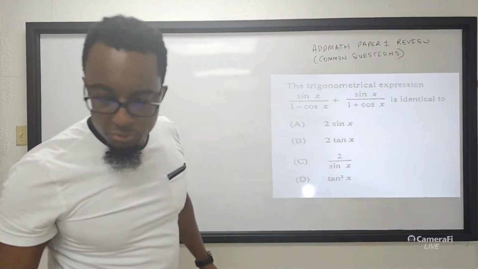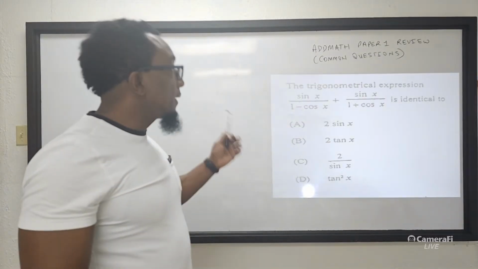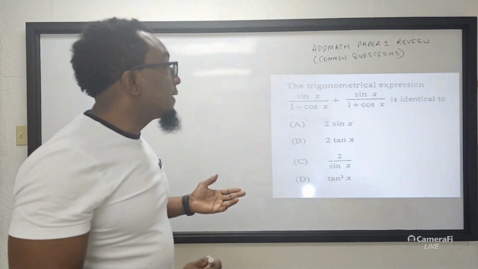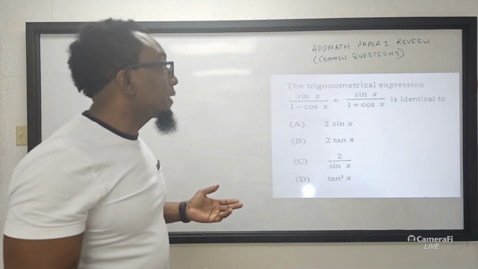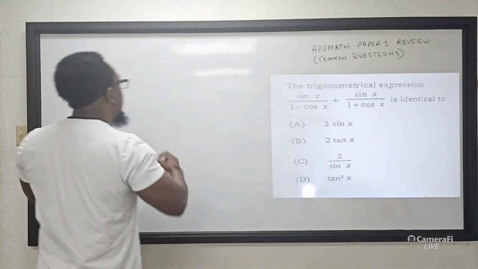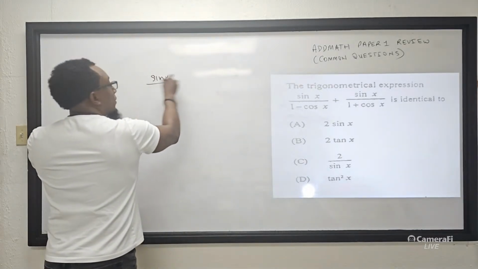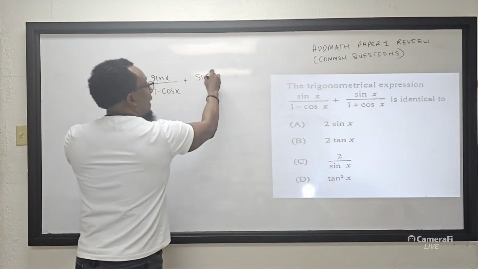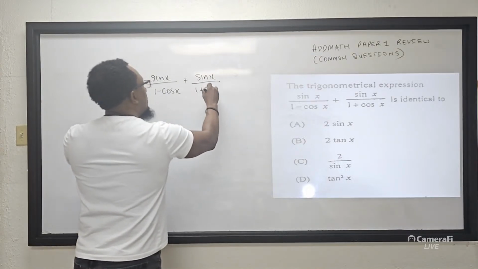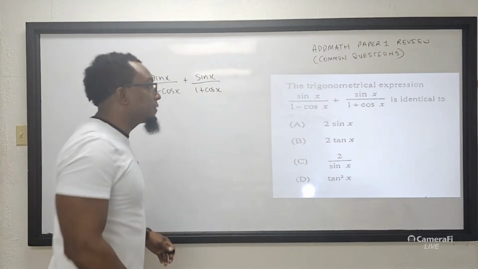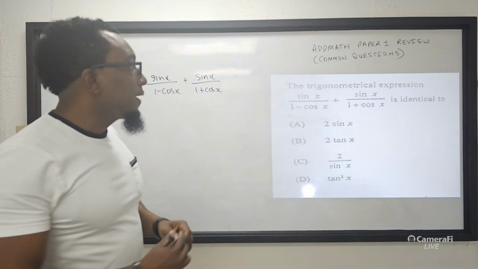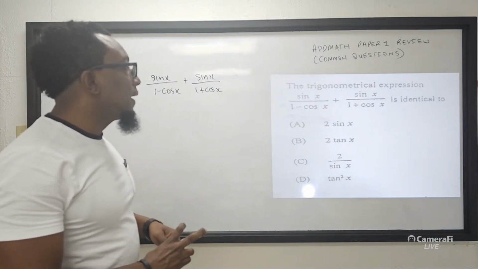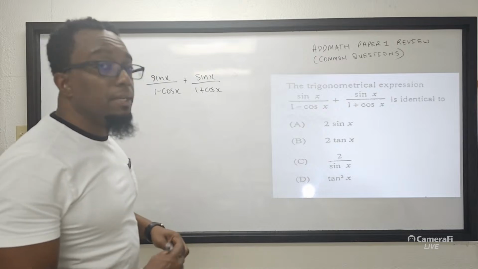Let's see the next. Again, another common question. They may ask you to prove the identity. You have the trigonometrical expression given as sin x over 1 minus cos x plus sin x over 1 plus cos x. What are we required to do? We are required to simplify that. That is identical to what?